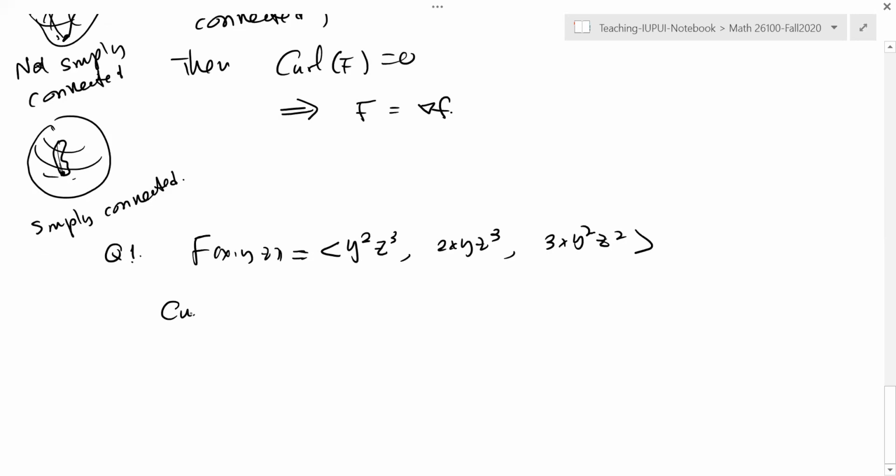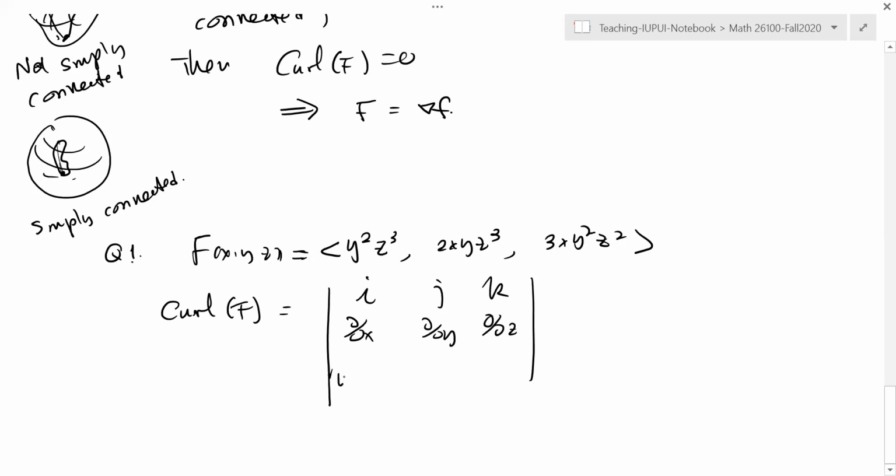So let's look at the gradient i j k. This is a formula. It's easy, here we can easily memorize this formula.